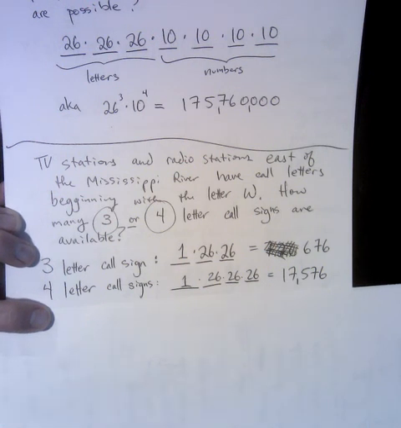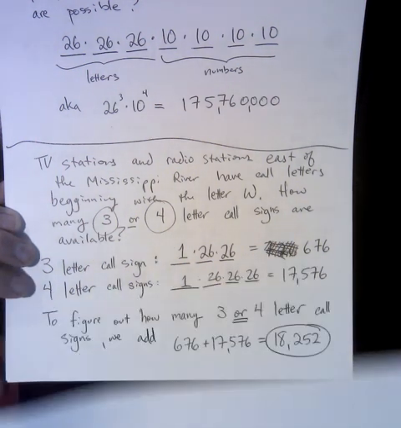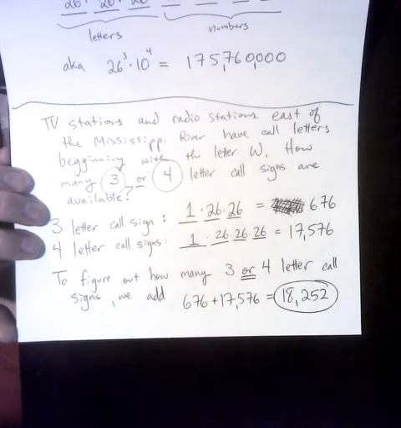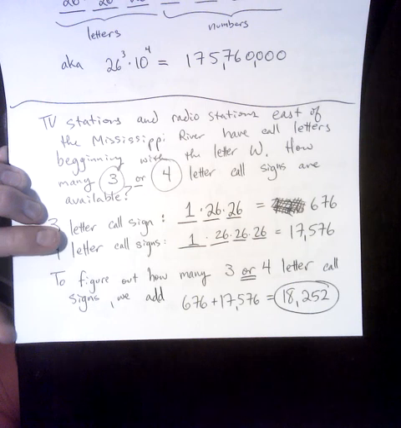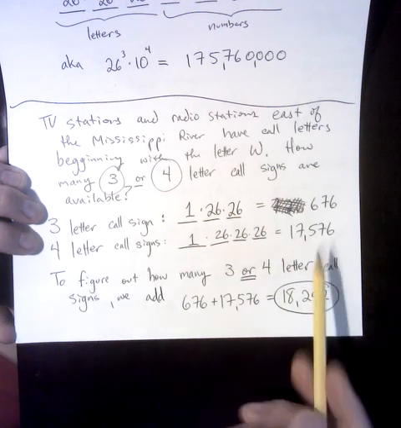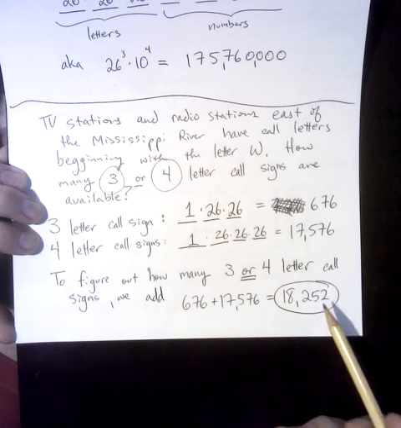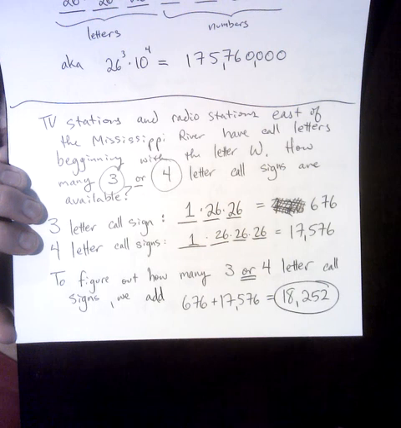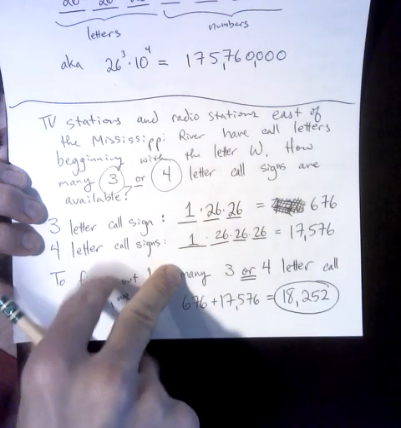Well, if we want to figure out how many 3 or 4-letter call signs are available, what do we do with these? We're going to add them together. A total of 676 plus 17,576 is 18,252 3 or 4-letter call signs. Now, why did we add this time where we've been multiplying before? This last step right here where we add goes back to the last section that we were looking at, section 5.3.